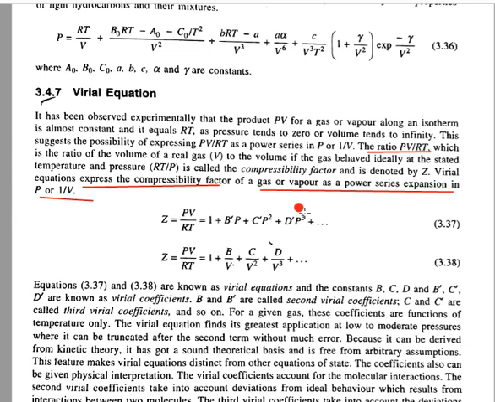So power series, that can be compressible in terms of compressibility factor, that should be Z equal to PV upon RT is equal to 1 plus B dash P plus C dash P square plus D dash P cube plus up to infinite. So correct this equation like that. Z is equal to PV upon RT is equal to 1 plus B upon V plus C upon V square plus D upon V cube.